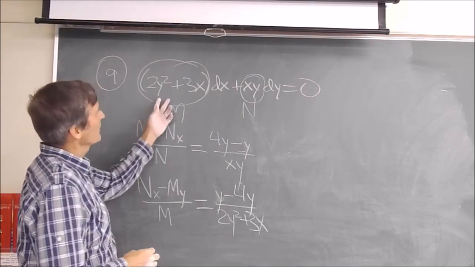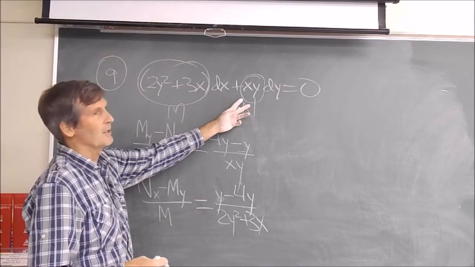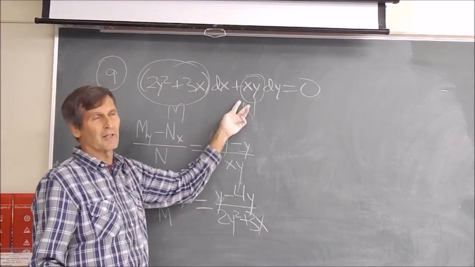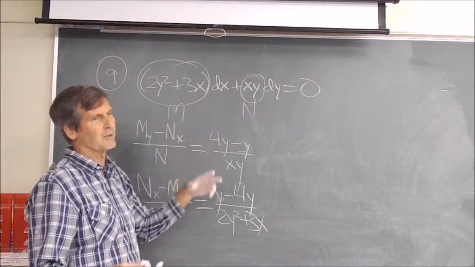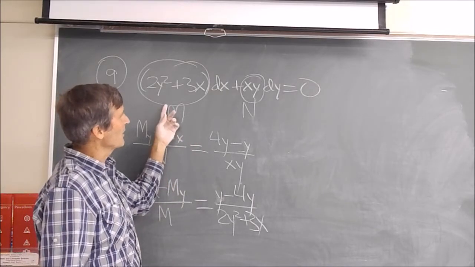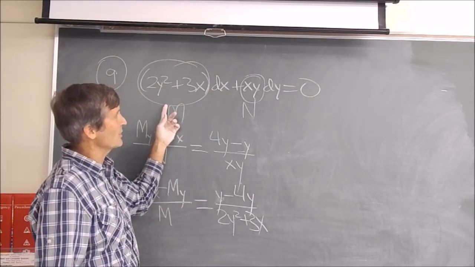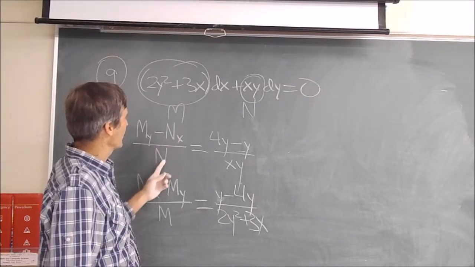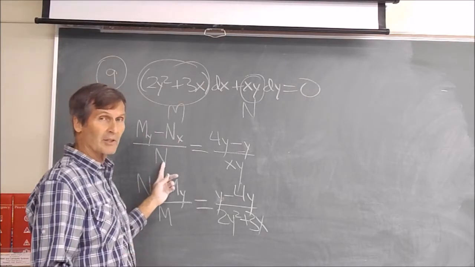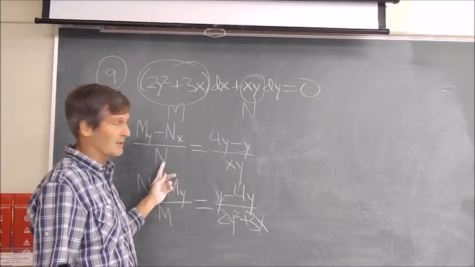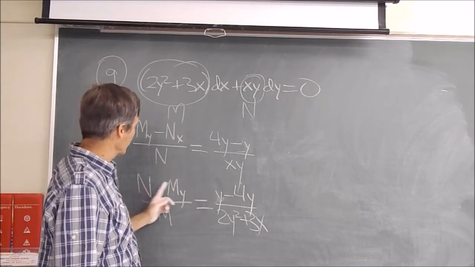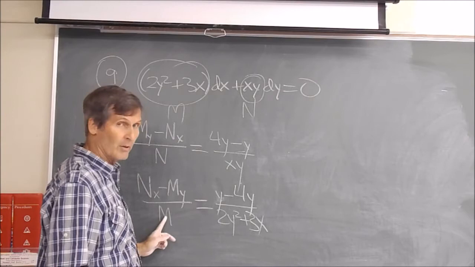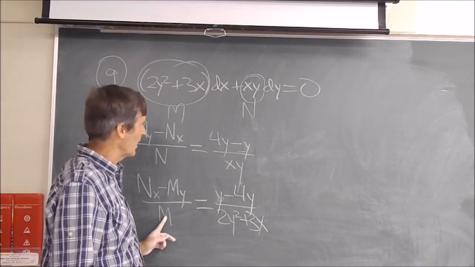Suppose I want to find an integrating factor for this equation. Remember how you do that? We only learned 2 types of integrating factors. There's more general ones, but they're seldom as useful. If we want to find an integrating factor that's a function of x only, I can look for (My minus Nx) over N. And if that's a function of x only, then there's an integrating factor that's a function of x only. (Nx minus My) over M, if that's a function of y only, then there's an integrating factor that's a function of y only.